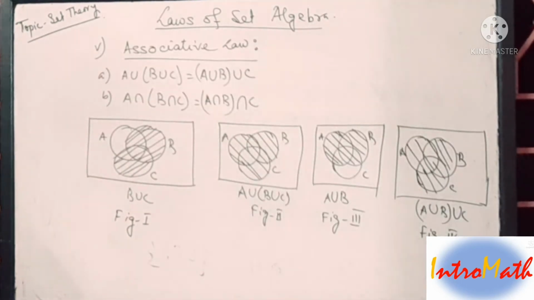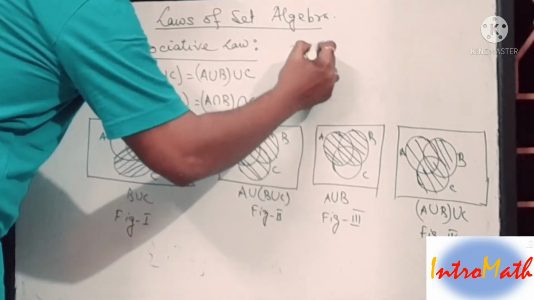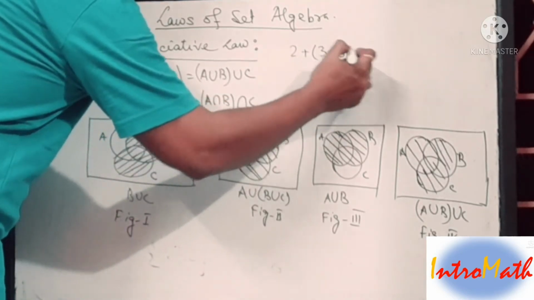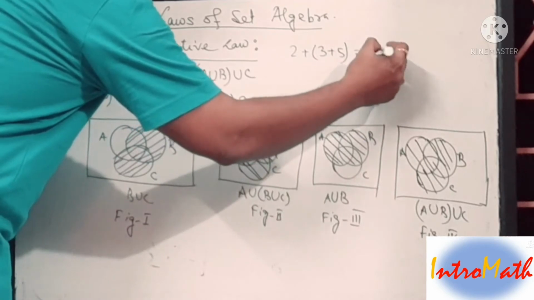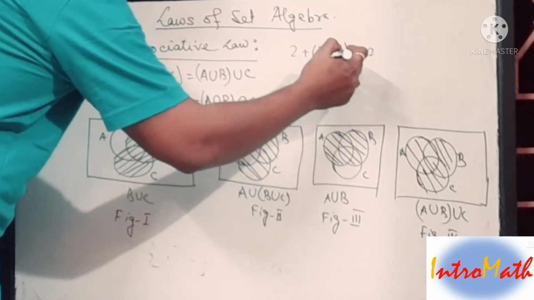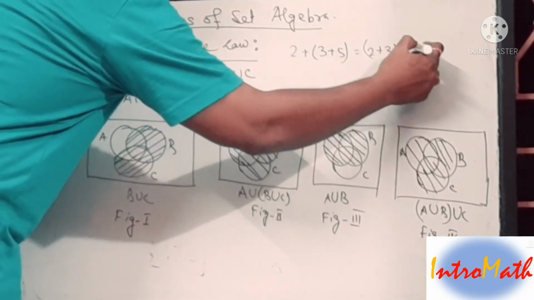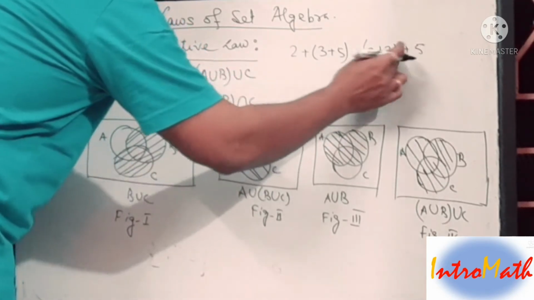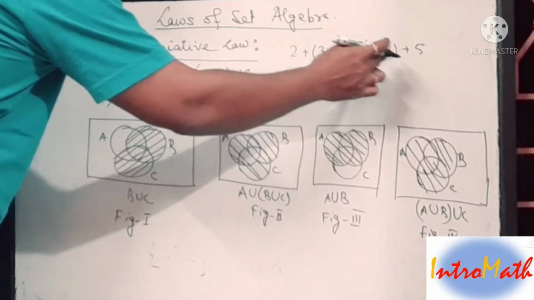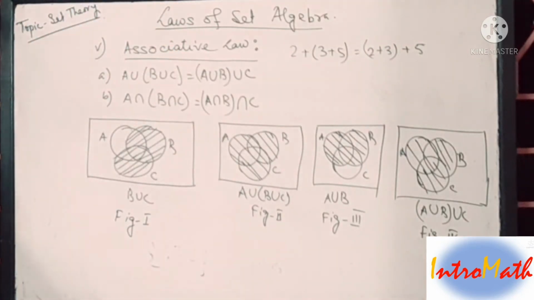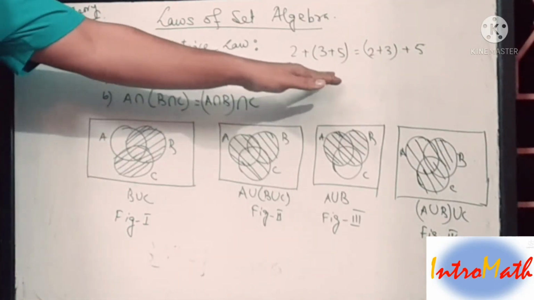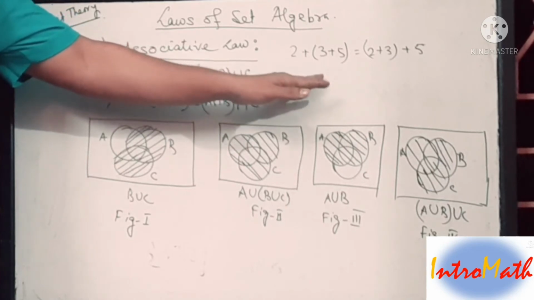The next property is the associative law. In algebra, we use the associative law like this. We know that 2 plus 3 plus 5 is equal to 10, and if we first sum 2 and 3, we will also get the same result. So this is the associative law in case of algebra.